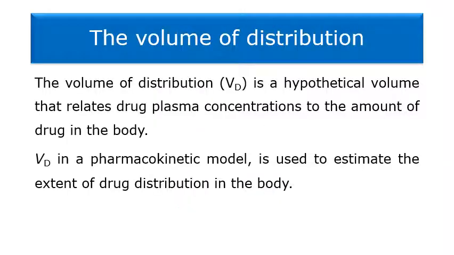The volume of distribution is a term that is commonly used with drugs. It can be defined as a hypothetical volume that relates drug plasma concentration to the amount of a drug in the body. And it is important to know it is a hypothetical volume. It's not a real volume. Volume of distribution in a pharmacokinetic model is used to estimate the extent of drug distribution in the body.